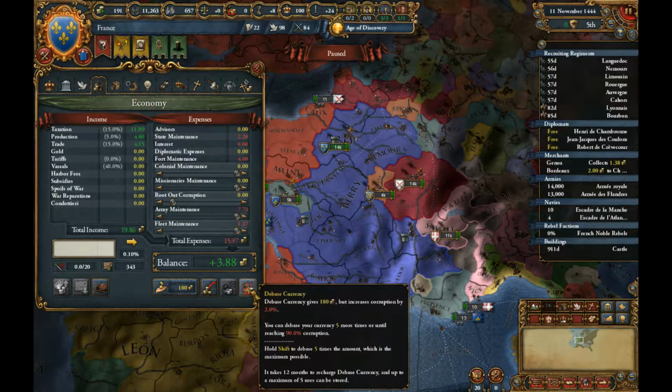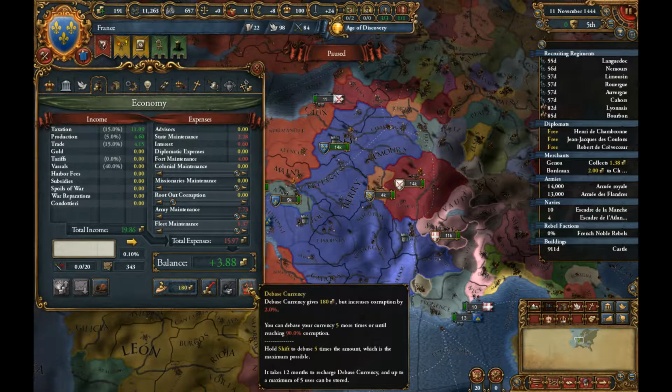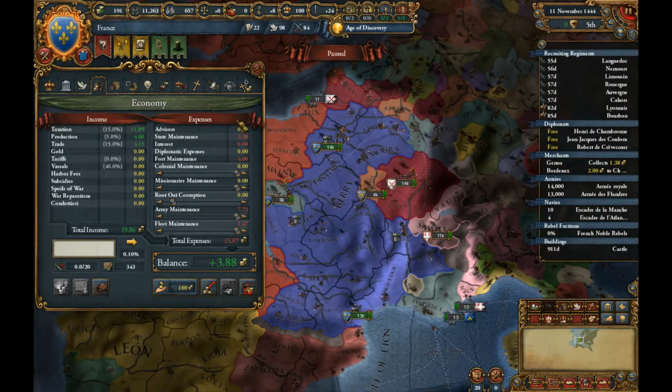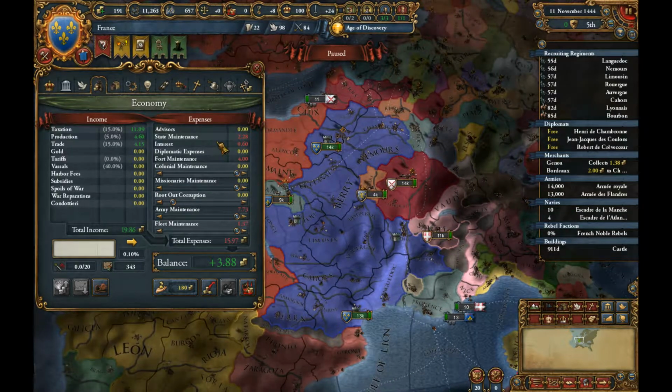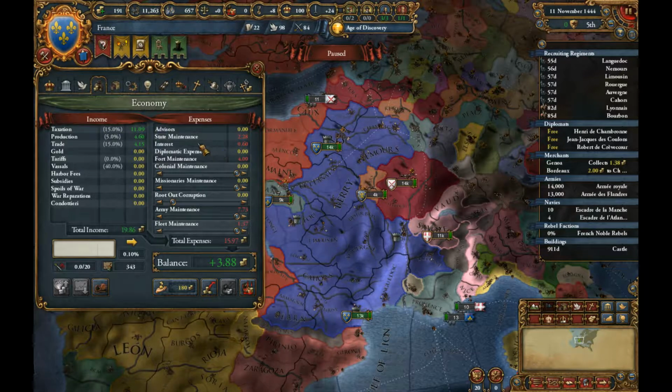Then you can debase currency, which gives you money but increases your corruption. Not a very good thing. I don't really use this. It's quite useless.